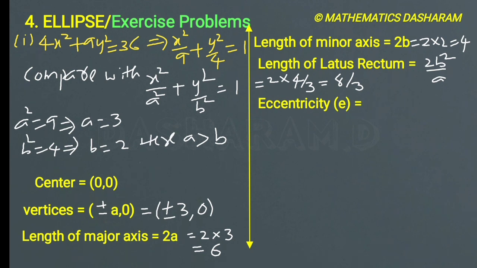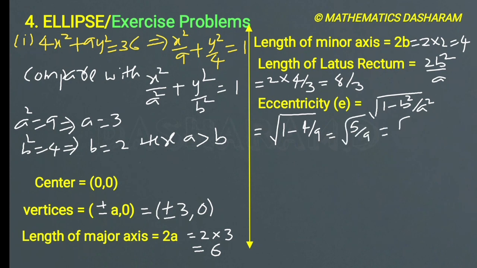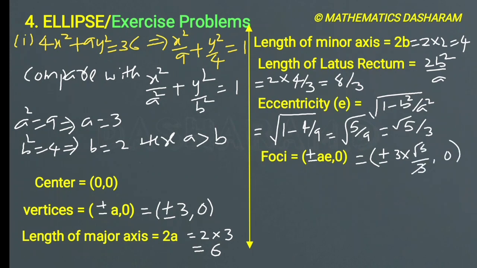Next, the eccentricity formula is under root 1 minus b square divided by a square. So under root 1 minus b square value 4 over a square value 9. So 9 minus 4, 5 divided by 9. Then the square root of 5 by 9 answer is root 5 divided by 3. Next, the foci, that formula is plus or minus ae, 0. So plus or minus a value 3 and e value root 5 divided by 3, 0. Here 3 cancels, so the answer is plus or minus root 5, 0.